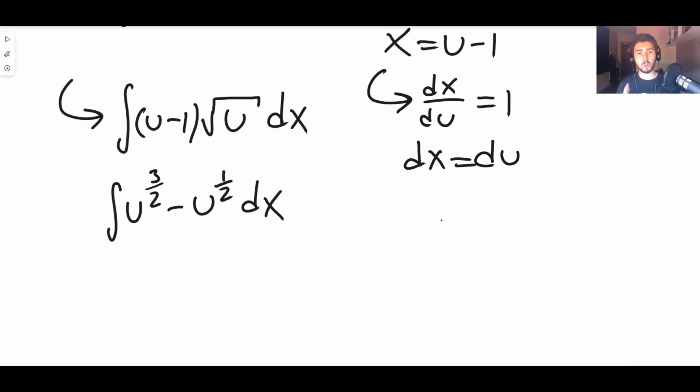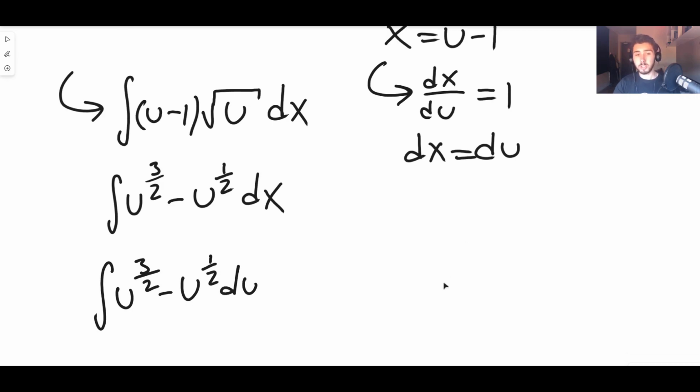It normally won't be like that. Normally it won't be so simple. But in this specific question, yes, it is. So now this is actually just the integral of u to the 3 over 2 minus u to the half, and not dx anymore. dx and du are the same, so we can write du. And then you just do the integration, all with respect to u.